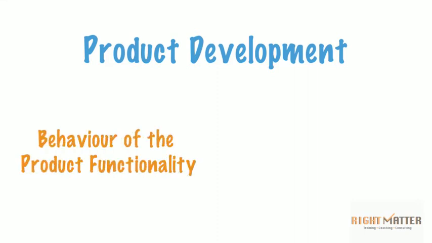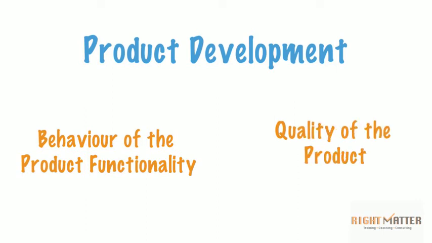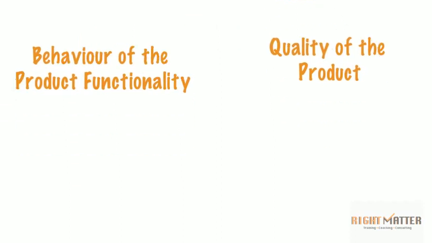There are two important aspects when it comes to developing a product which need to be addressed. One, the behavior of the product, and two, the quality of the product. These two aspects are not separate but go hand in hand. We need to know if we are building the right product and whether we are building the product right.